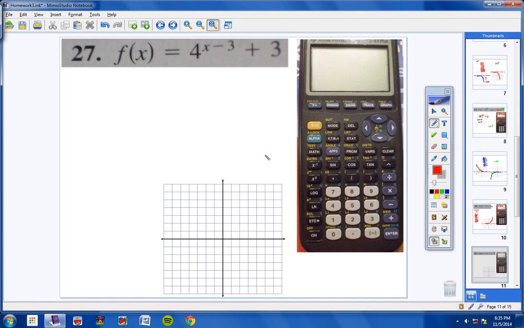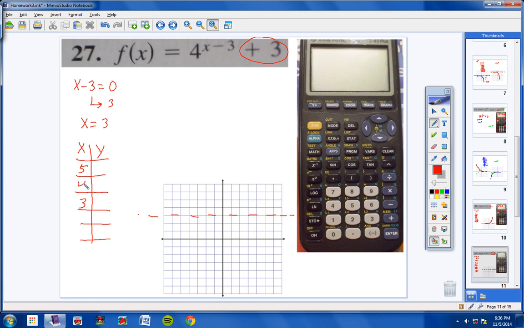Let's go ahead, and first of all, we notice we do have a constant term right here. Our constant term is positive 3, so we'll come down here and put a horizontal asymptote at positive 3. Next, we'll take the exponent, x minus 3, and set it equal to 0. Bring the 3 over, make it positive, so x equals 3. So my table of values will have 3 in the middle. So we'll go 5, 4, 3, 2, 1.